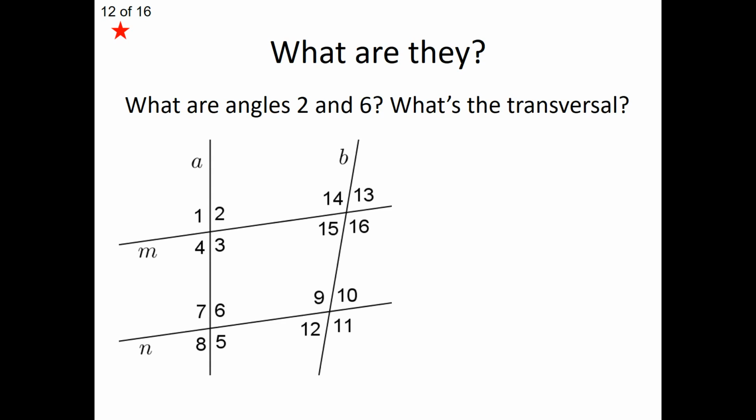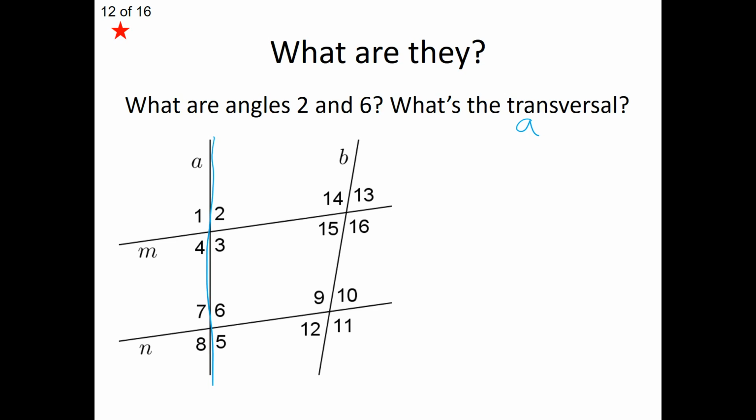The transversal is an easy question to answer, which is, what line do angle 2 and angle 6 have in common? Well, if we take a look, angle 2 is formed by line A and line M, and angle 6 is formed by line A and line N. Notice that line A is the common line, which means what's the transversal? Line A is the transversal.